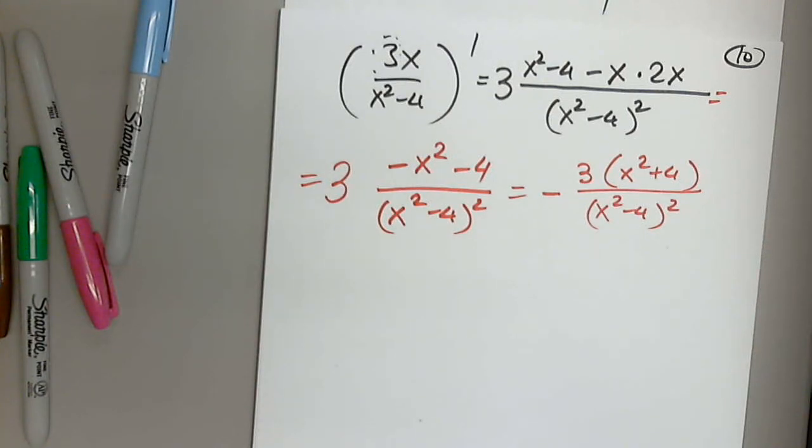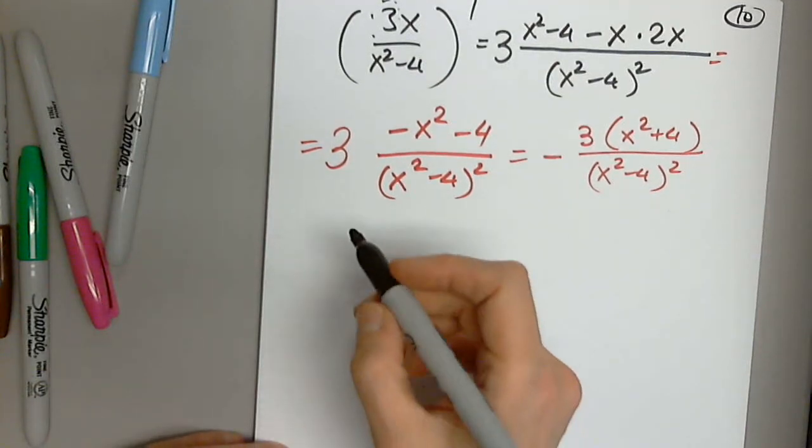Any questions? So what if you didn't bring the 3 out? And then you'll have more work to do. You have bigger numbers. Yeah, but it should result in the same thing? Absolutely. Yeah, you will just have 3 times x squared minus 4. You have to distribute. More work. But you will absolutely get the exact same answer.